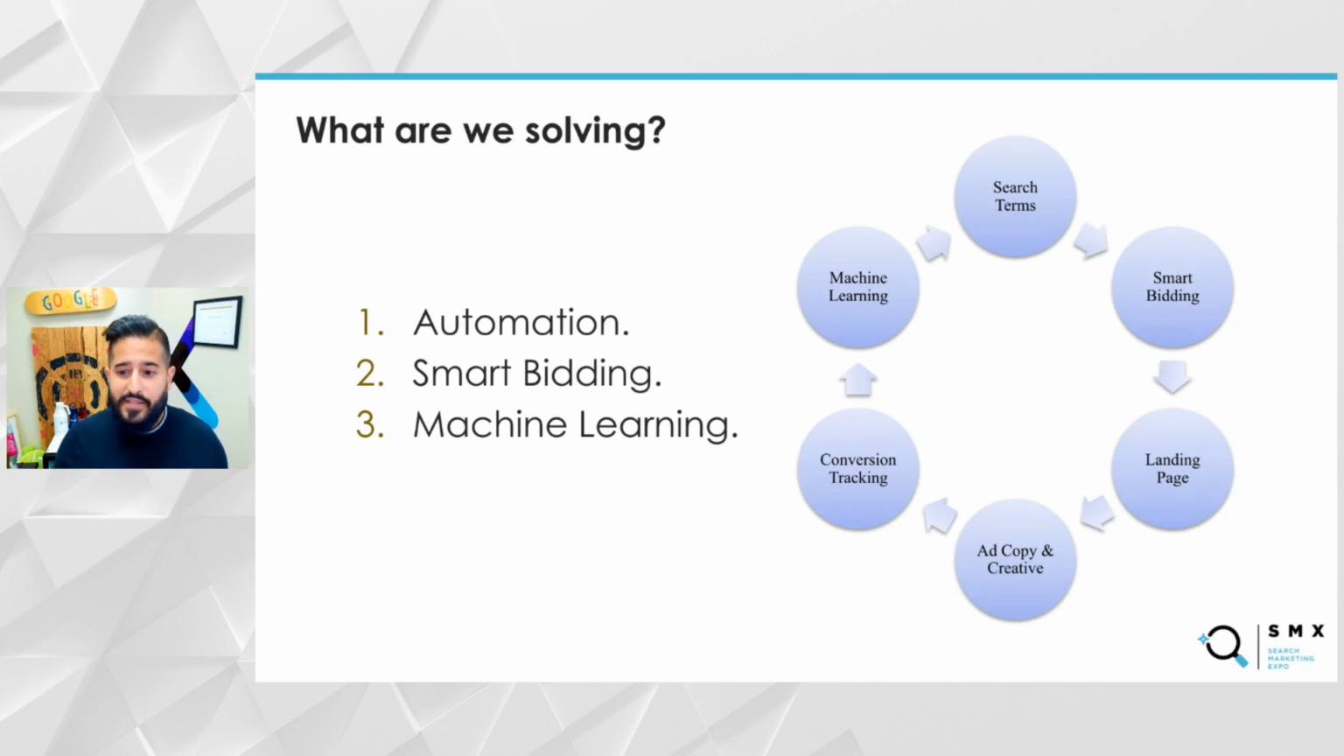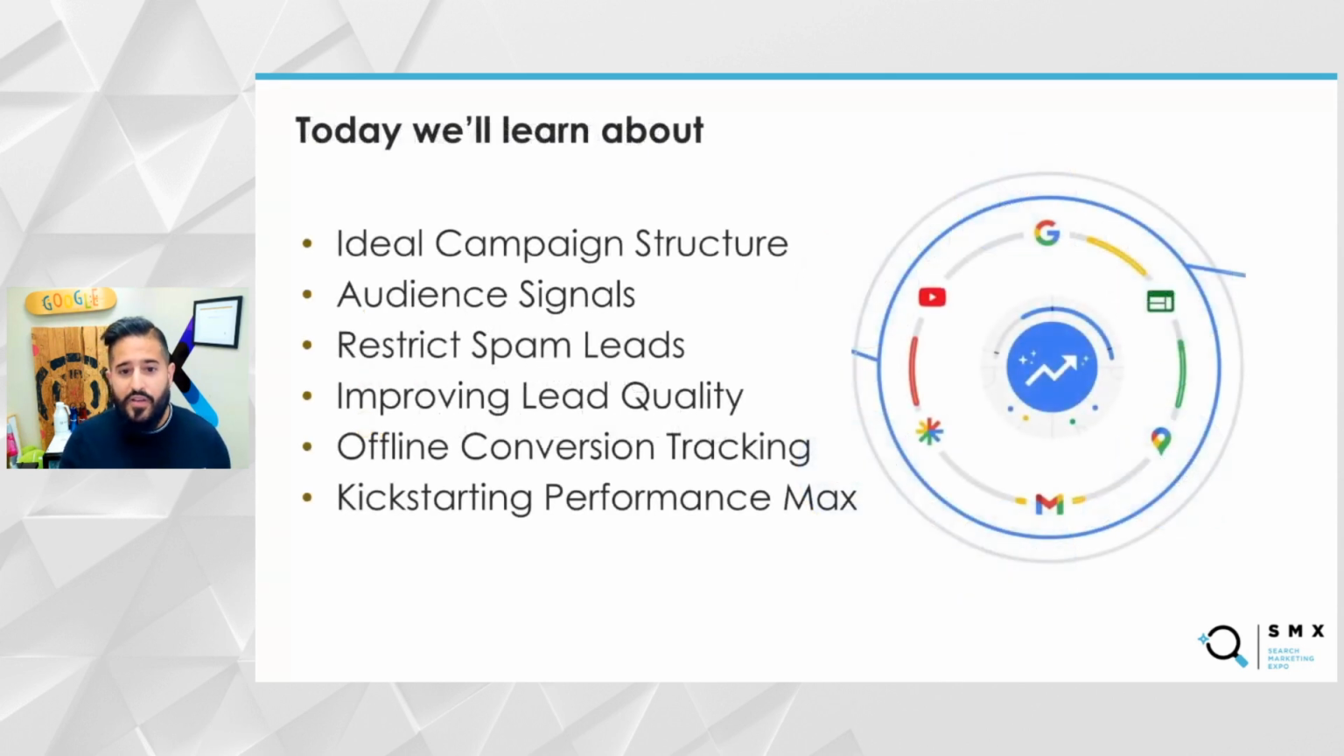And Performance Max needs offline data in order to perform well and restrict spam and bot form submissions to focus on high quality leads for your business. So today we'll learn about what's the best way to structure your campaigns, why audience signals are important, how to prevent spam bots from abusing your forms, and what can you do to improve lead quality utilizing offline conversion tracking and other tactics.